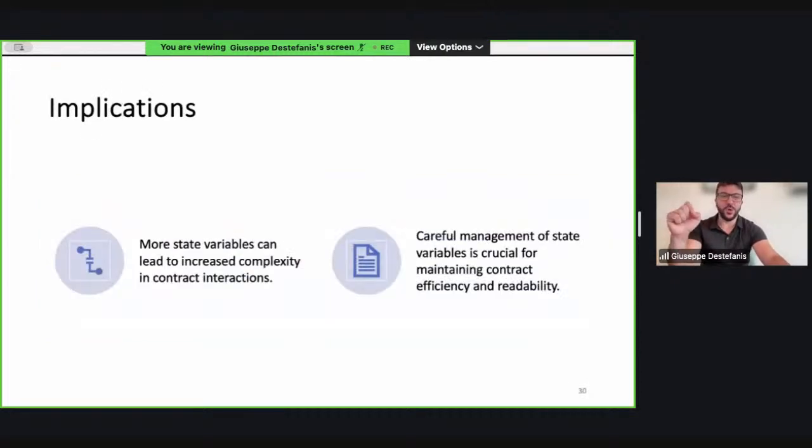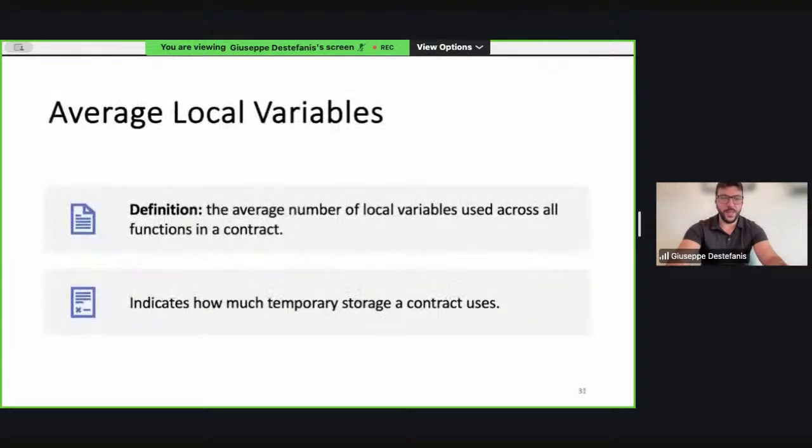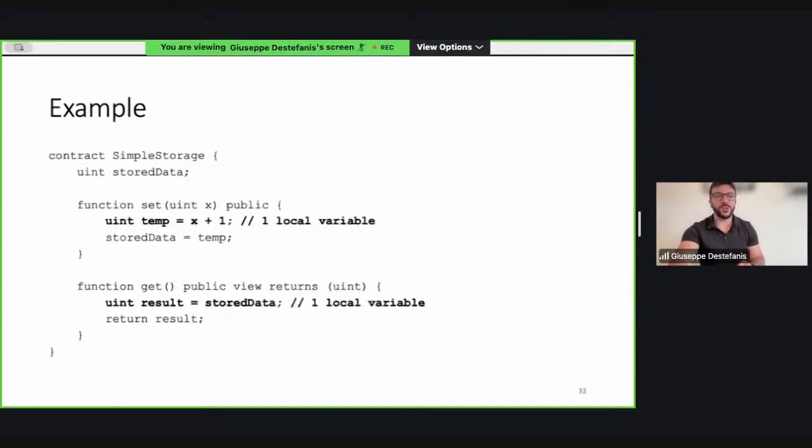More state variables, though, are increasing the complexity. Therefore, I have to be careful when dealing with state variables. Variables in a contract are an indication of the complexity. Then another metric is called average local variable, which is the average number of local variables used across the functions in the contract, and it's how much temporary storage a contract is using.